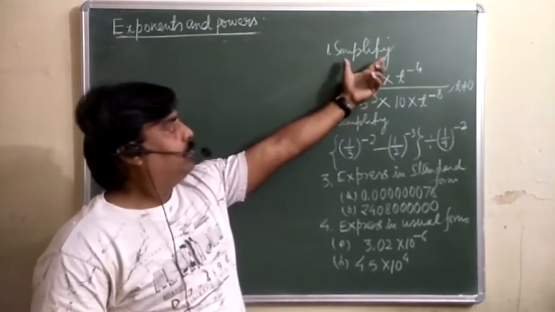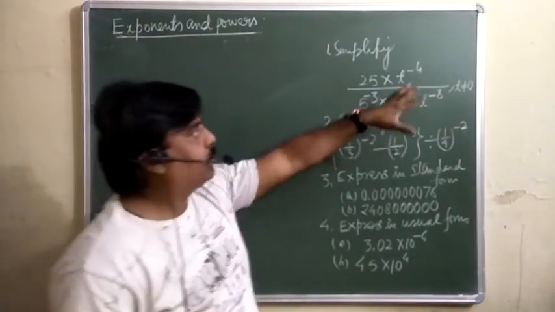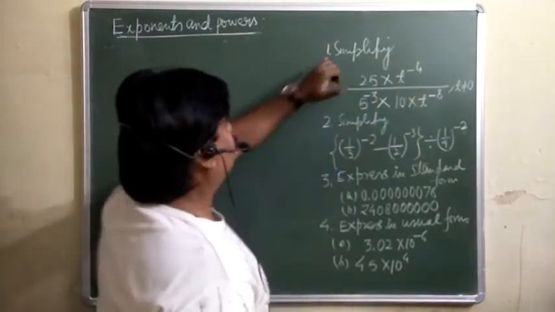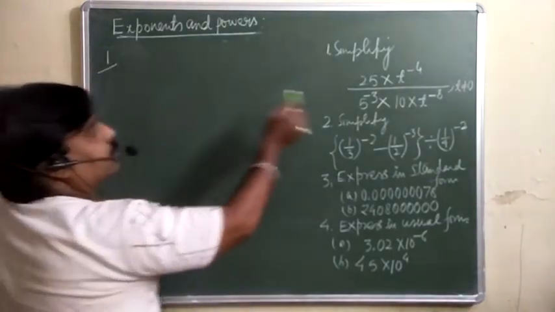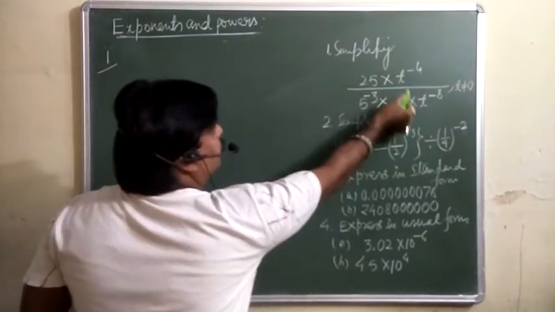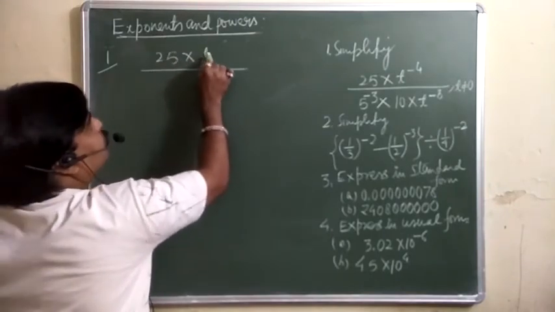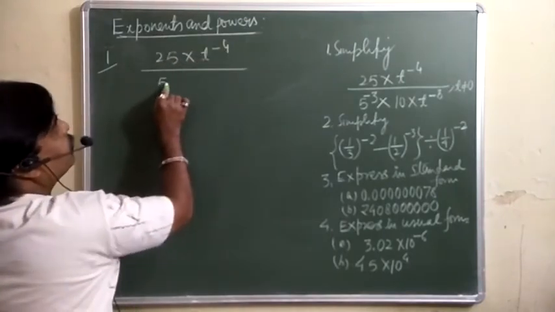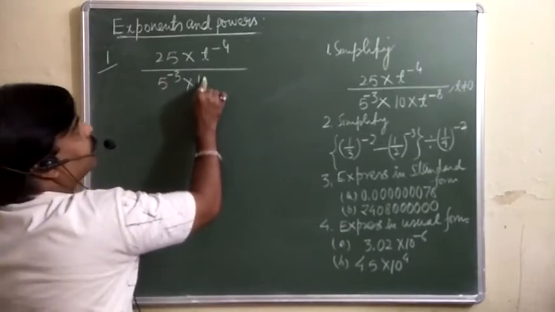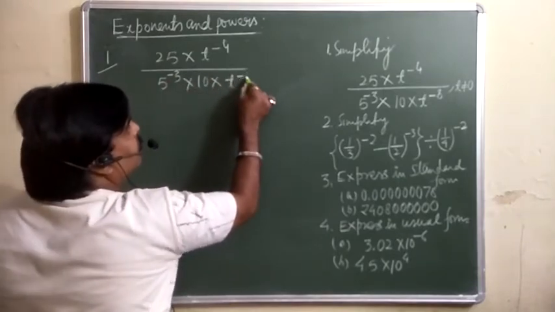Yes, now these few more questions also we will discuss. First is the simplify. So question number 1 I am taking. पहले question number 1 को लेते हैं. We are supposed to simplify this one. तो question है आपका 25 into t raised to power minus 4 over 5 raised to power minus 3 into 10 into t raised to power minus 8.